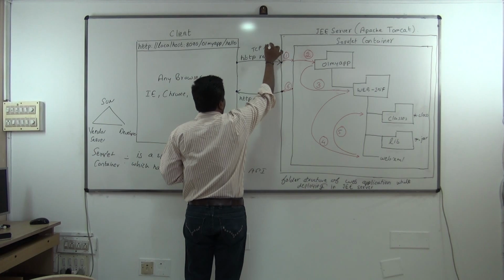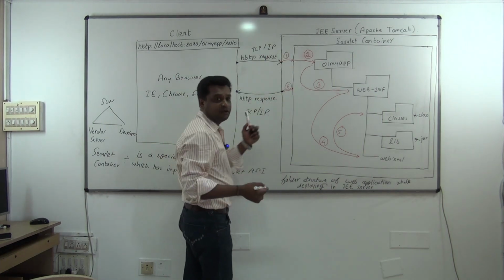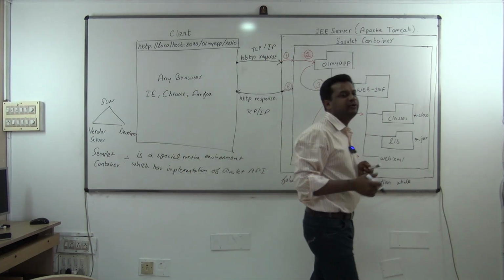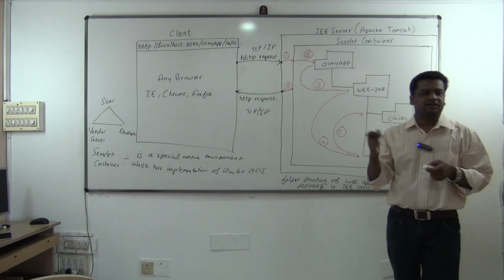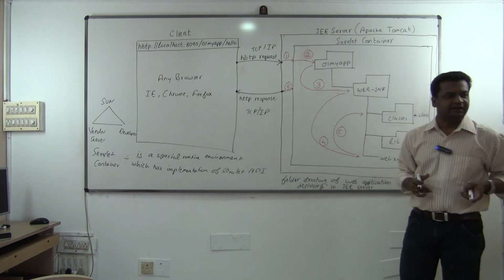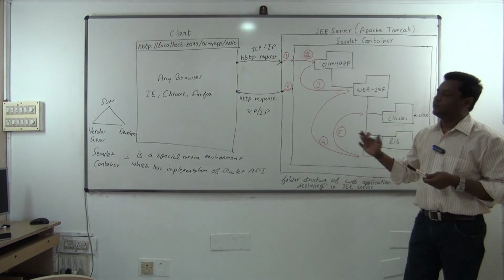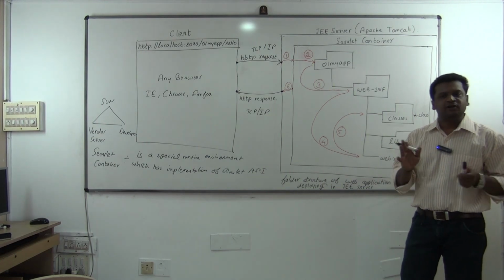So data from client to server will be going via TCP/IP, and even from server to client it will be coming via TCP/IP. That's the communication, and files will be transmitted like that. So this is the whole story of what you saw yesterday. So you understood the architecture.